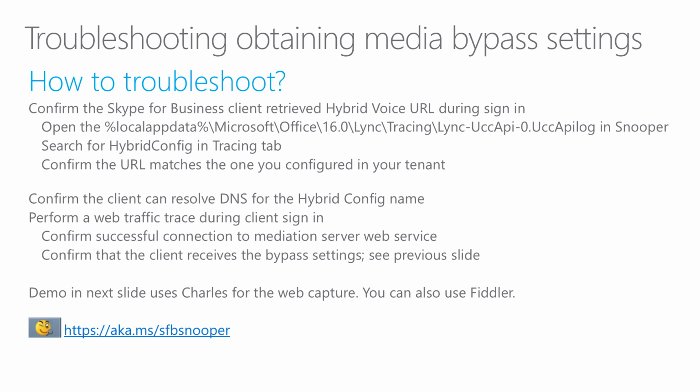Well, first, you need to confirm that the Skype for Business client is retrieving the hybrid voice URL during inbound provisioning in the sign-in process. You can do this by opening the lync UCAPI log located in the local app data folder for the user at the URL specified here. Open this file in Snooper and then search for hybrid config in the tracing tab and confirm the URL matches the one you configured in your tenant.